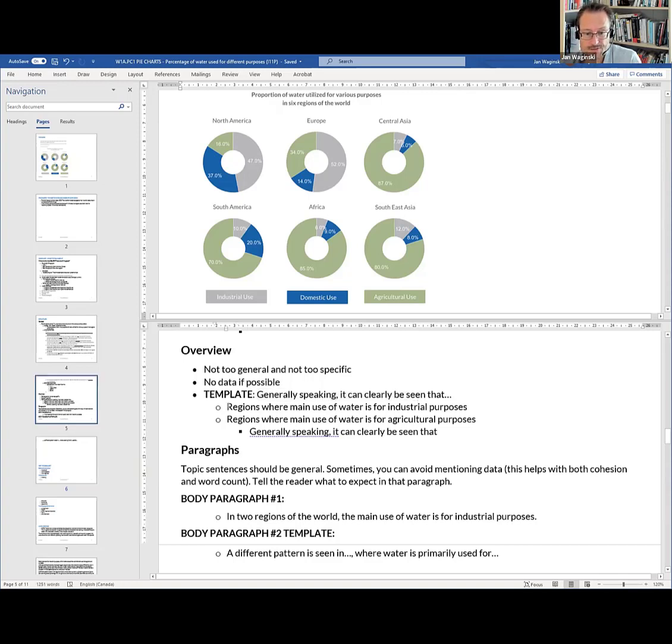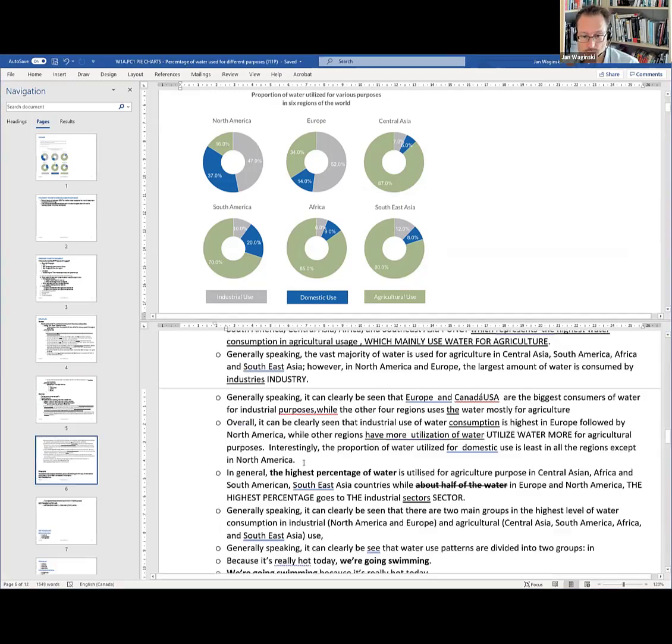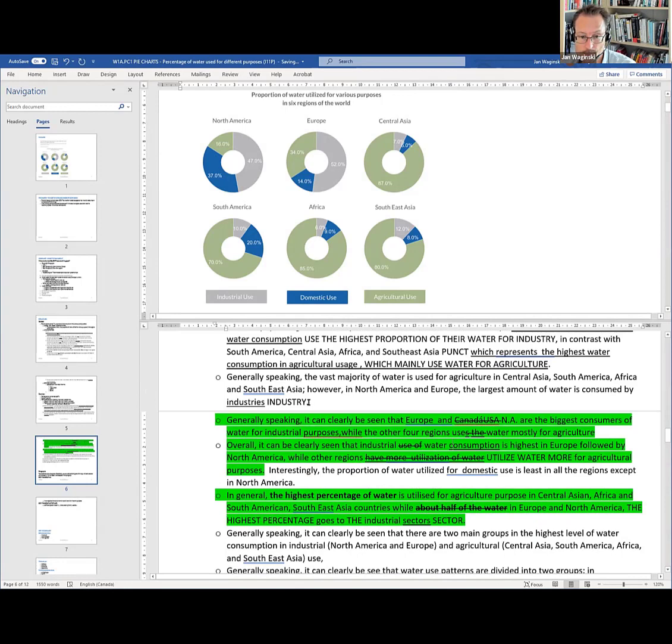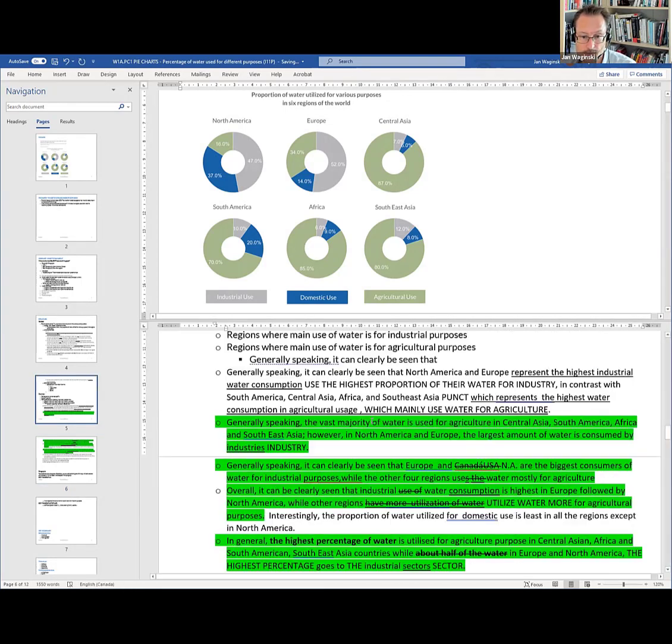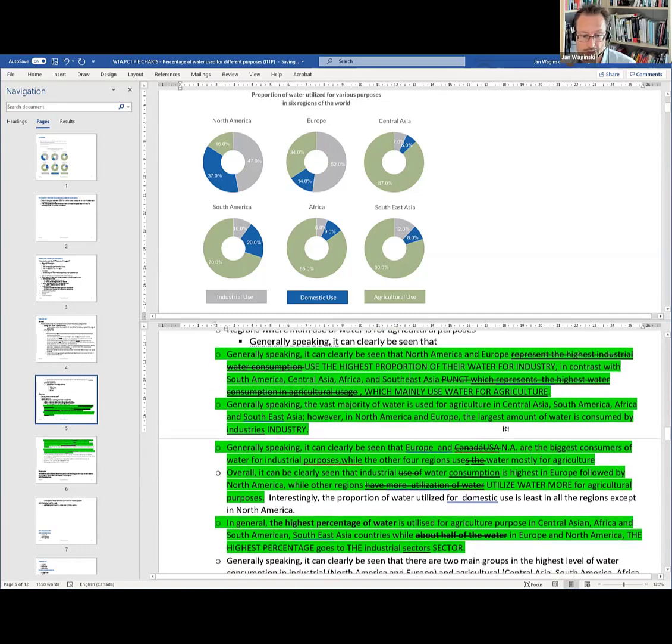Okay, so your overview is going to consist of basically 2 parts, the 2 parts we talked about earlier, regions where the main use of water is for industrial purposes, main use of water is for agricultural purposes. Okay, give you a couple minutes to write a 1-sentence general overview, and please just pop it into the chat. What's the best from among ours? This one's fantastic. Mm-hmm. This one's great too. They're all great.